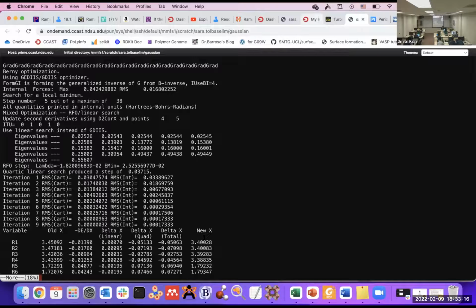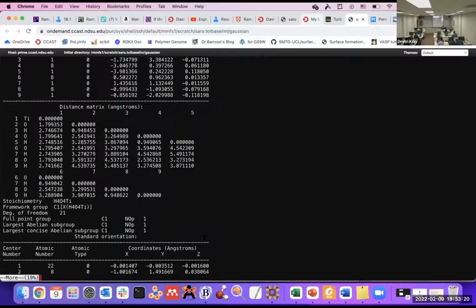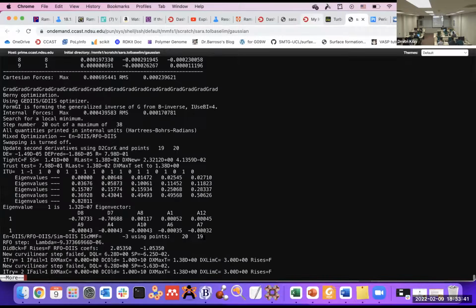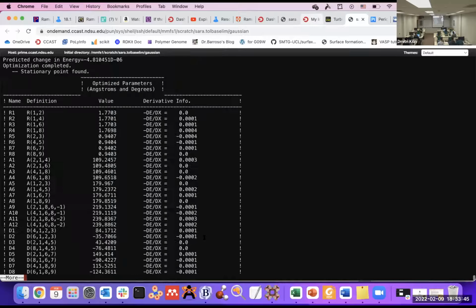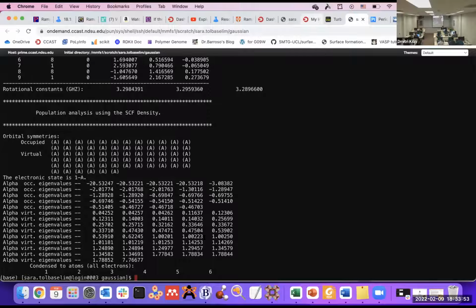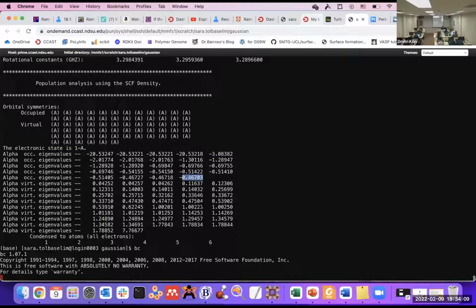So what one can do is maybe look at the last 500 steps. Okay. So it is what we need. And now here is the LUMO, here is the HOMO. It looks like your band gap is even bigger due to optimization. So we'll go back to BC and do subtraction of the LUMO.